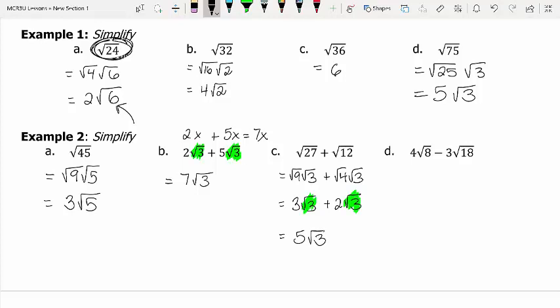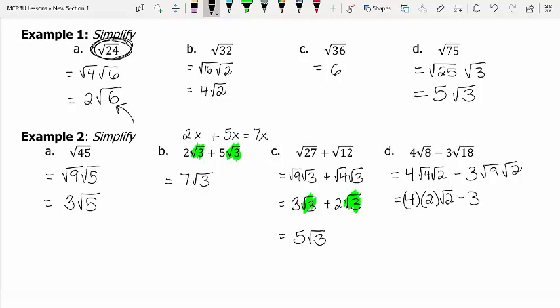Okay, 4 root 8 minus 3 root 18. We cannot simplify that as is because they're not like terms. One has a root 8 and one has a root 18. So let's break down those radicals. That's always what you do when you don't have like terms. So instead of writing root 8, I'm going to go ahead and write root 4 times root 2 minus, let's break down root 18 to root 9 root 2. Now let's simplify those perfect squares. Root 4 is equal to 2.